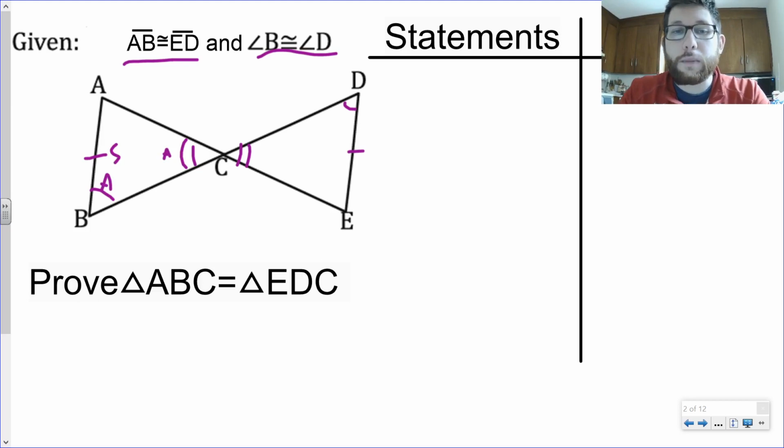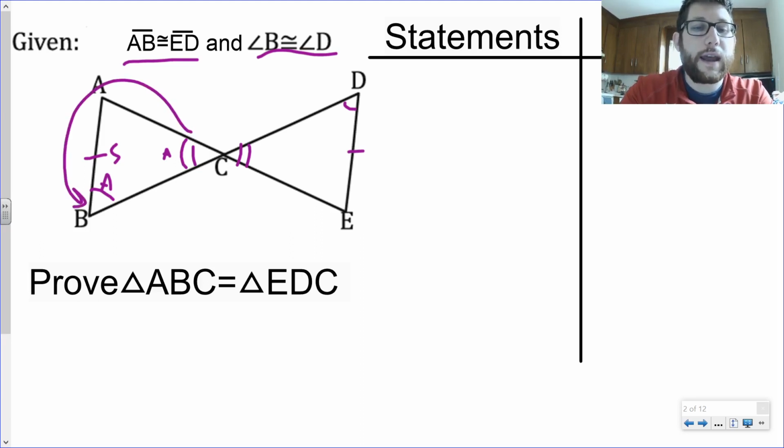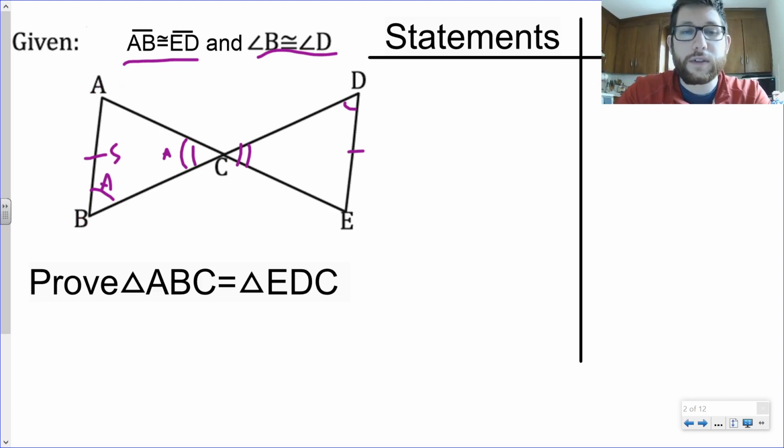Now, let's quickly pause here. I know some people were having some problems with this last week. How do I know if this is an angle, angle, side, or if this is an angle, side, angle? Because if I count it one way, I get angle, side, angle. And if I count it this way, I get angle, angle, side. So how do I tell the difference here?